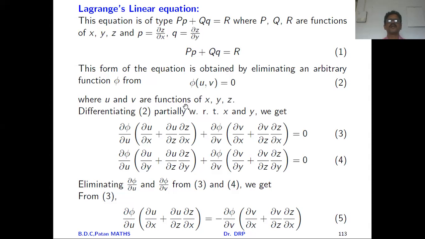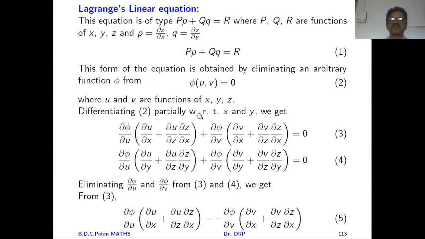Where u and v are what? The functions of x, y, z. So differentiating these two partially with respect to x and y we get. Already we have discussed this theory part under the formation of a partial differential equation by the elimination of arbitrary function phi from the equation phi of (u, v) = 0.